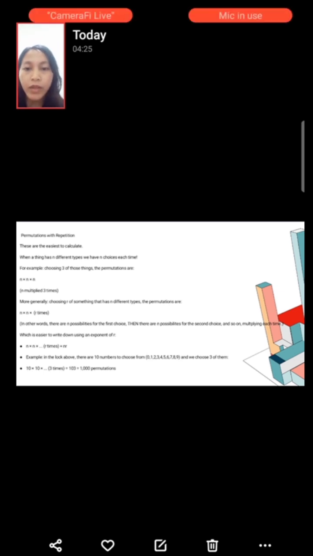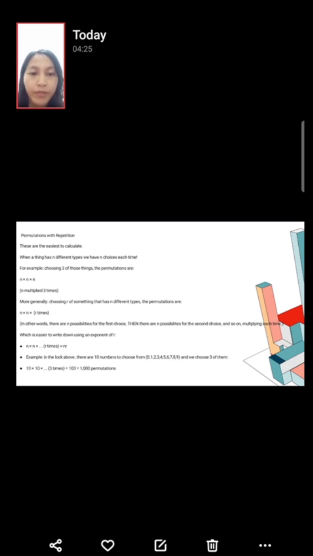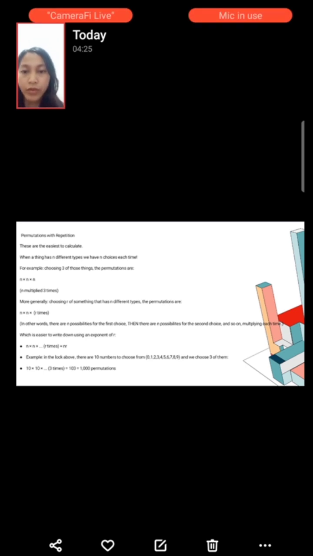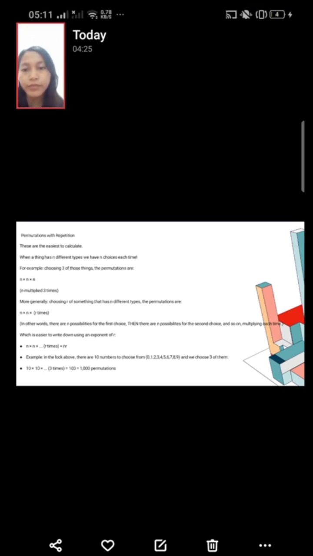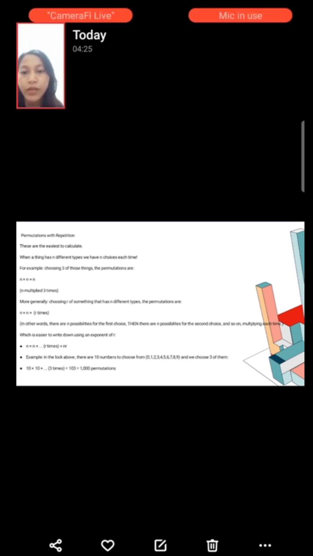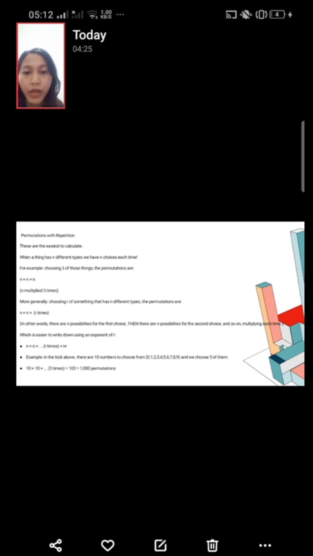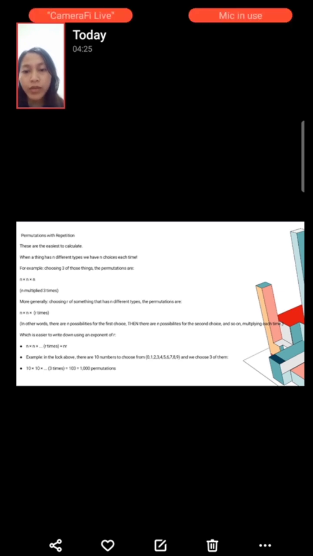So in other words, there are n possibilities for the first choice, then n possibilities for the second choice, and so on, multiplying each time, which is easier to write down using an exponent of r. Then in the example here, there are 10 numbers to choose from, 0 to 9, and we choose 3 of them. So we simply multiply 10 by itself 3 times and we get the result.